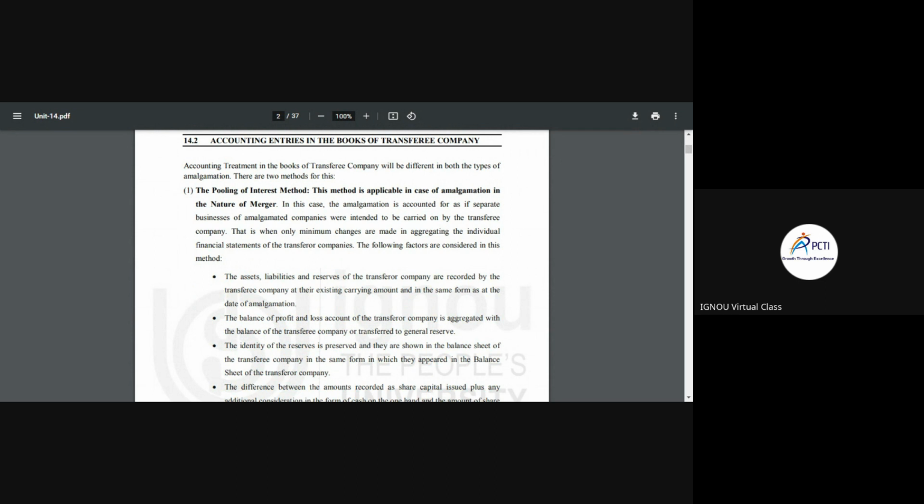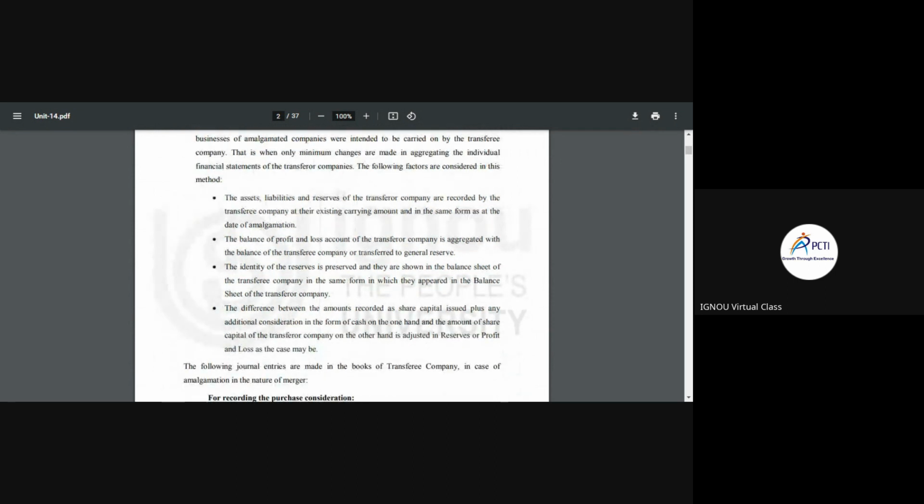The following factors are considered in this method. First of all, the assets, liabilities, and reserves of the transferor company are recorded by the transferee company at their existing carrying amount and in the same form as at the date of amalgamation. The balance of P&L account, that is profit and loss account, of the transferor company is aggregated with the balance of the transferee company or transferred to general reserve. The identity of the reserves is preserved and they are shown in the balance sheet of the transferee company in the same form in which they appeared in the balance sheet of the transferor company.